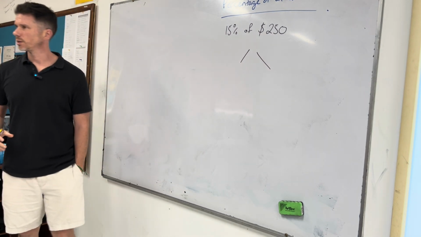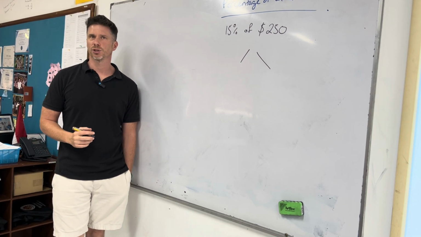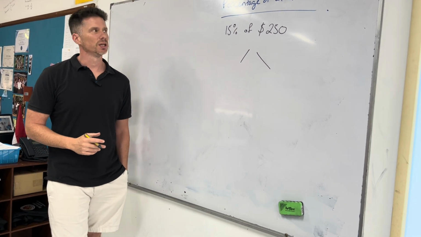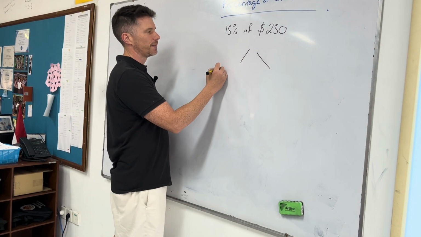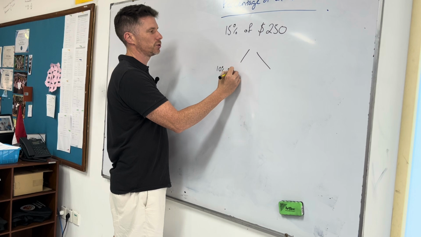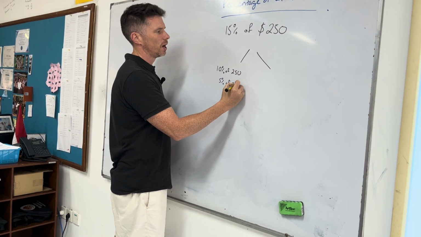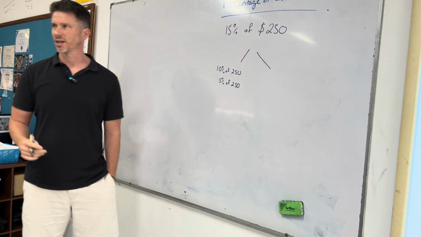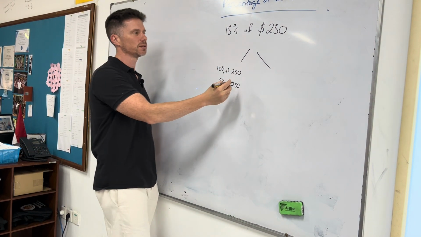Okay, there's two ways to get a percentage of an amount. We have our mental maths method, which is to split up the percentage into easier percentages to find. So I'm going to find 10% of 250 and 5% of 250. I'm doing that because 15 breaks up into 10 and 5%.